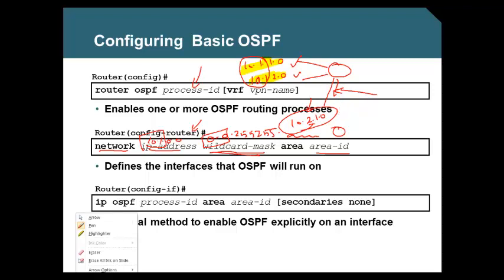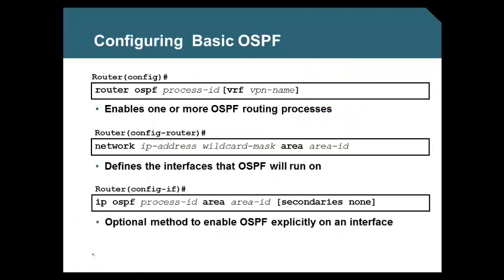That's why we need the wildcard mask. This is one method, the ancient, classical, old method. The newer method is you need not worry about this wildcard mask. You go straight to the interface and say, whatever the subnet on this interface, that doesn't matter for me. I want OSPF to run on this interface.